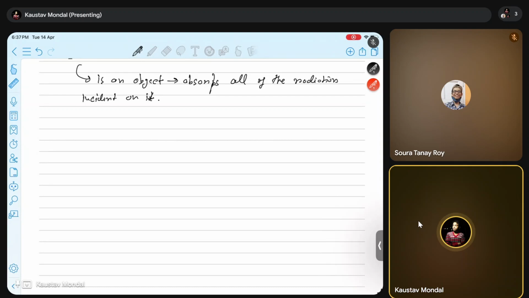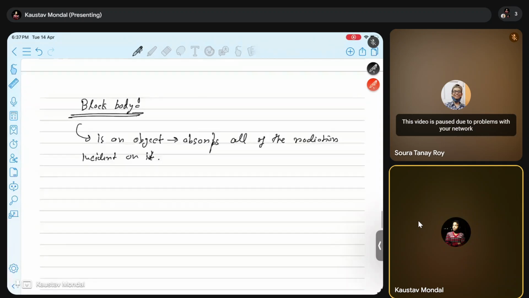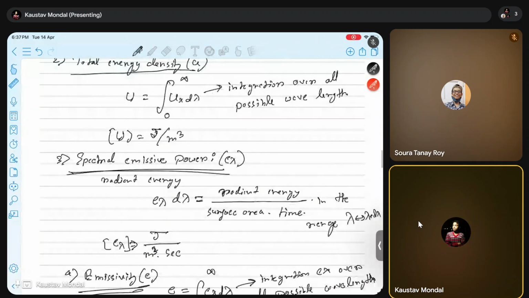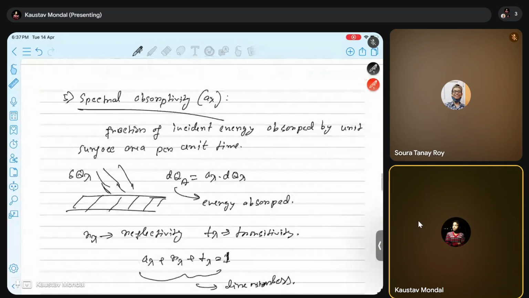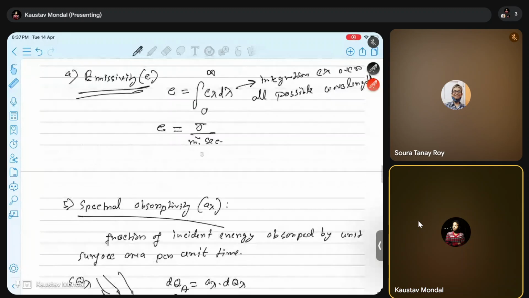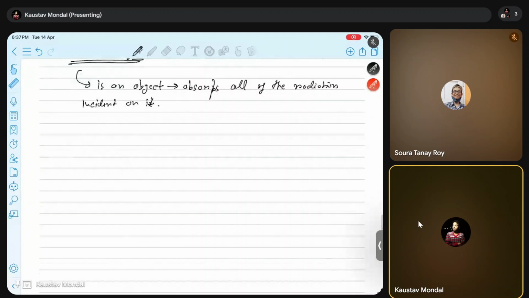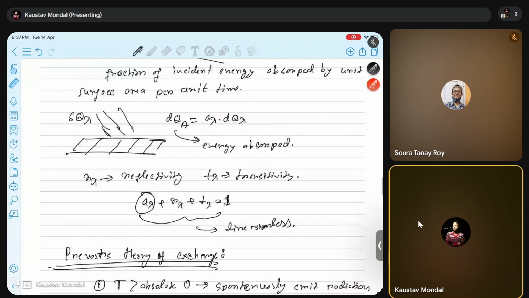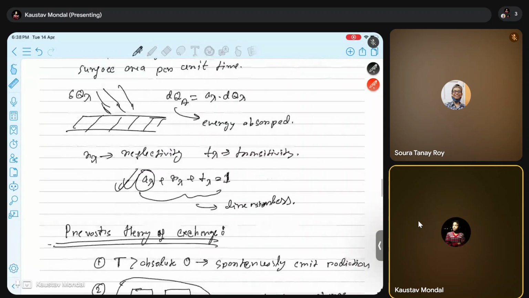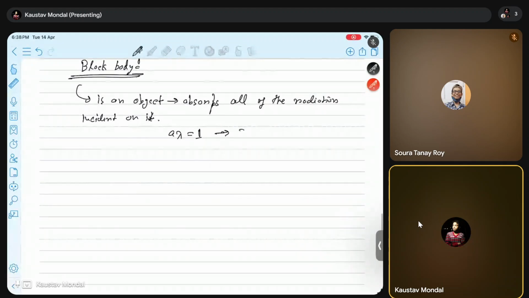So that means the absorption coefficient, that is basically A lambda, that we have already defined, this A lambda is basically 1 here. Okay. A lambda is 1. So from this relation, you can tell that R lambda and T lambda should be equal to 0. So that means R lambda and T lambda are also 0. This is the mathematical definition of a black body.